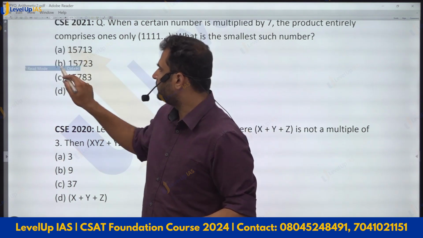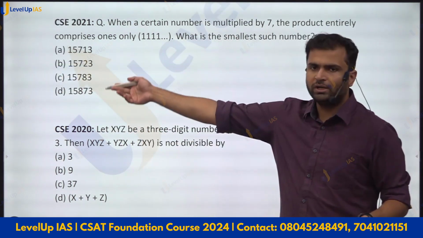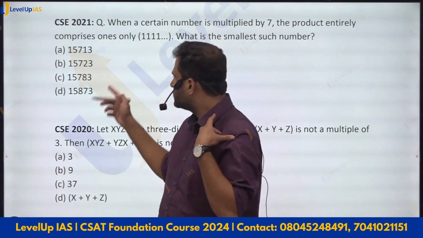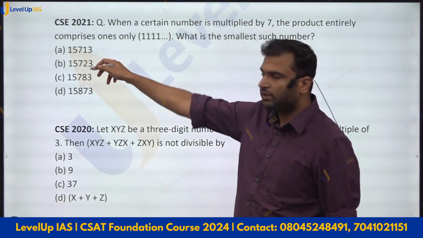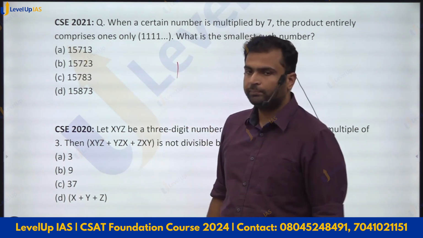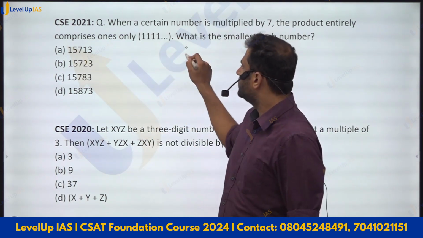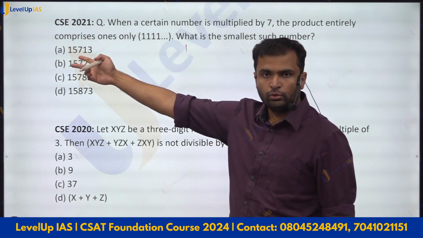Otherwise, you may have to perform a few more multiplications. You just have to multiply this number by 7 and check. 7 3s are 21, so 1 has to come. So the units place has to be 3. So everywhere it is 3. Everywhere it is 1, and the carry forward is 2.